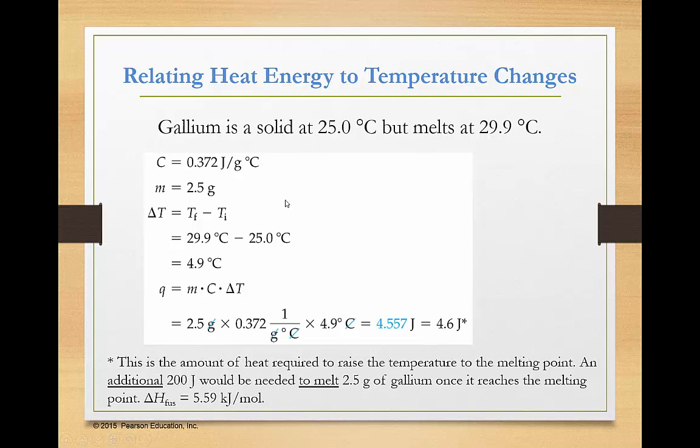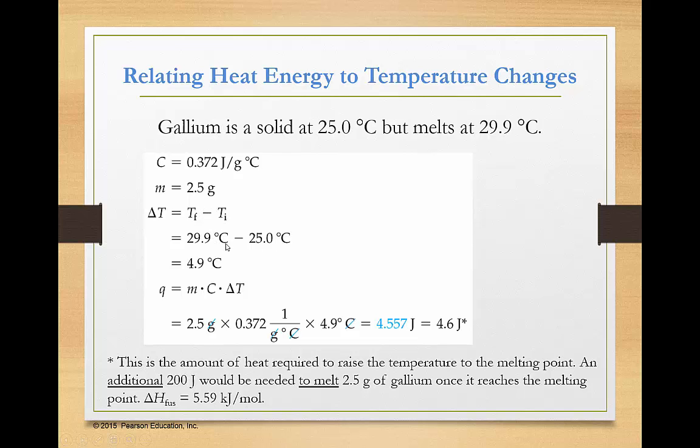So here is the solution to that. Here's my heat capacity. Here's my mass. I need change in temperature. I have an initial temperature, 25 degrees, and a final temperature, 29.9 degrees. So the change in temperature. Now let me point out, not only is delta T the change in temperature, but it's always going to be the final position minus the initial position.